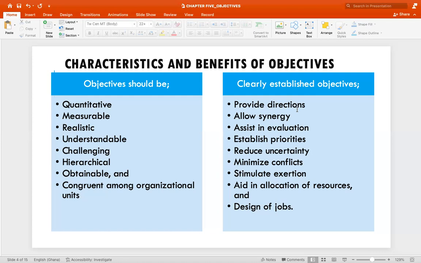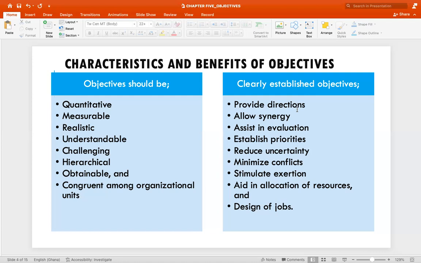Then assist in evaluation. So the objectives are like the targets. At the end of the day, you want to compare your actual performance against the targets that you said you wanted to achieve by way of the objectives that you have set. So it can help you to know whether you are doing well or not.